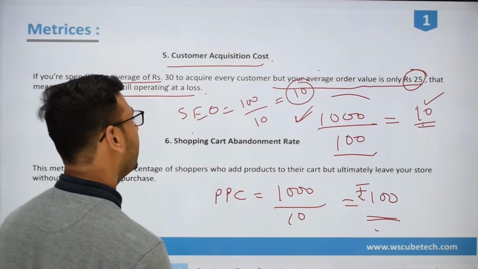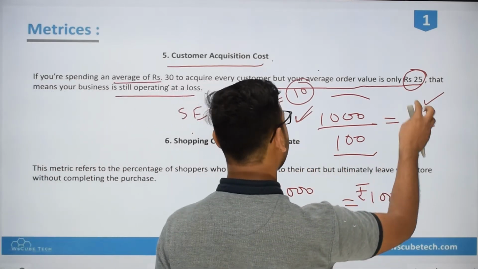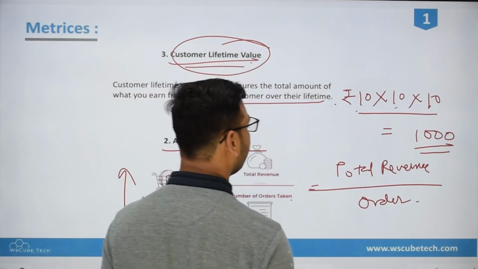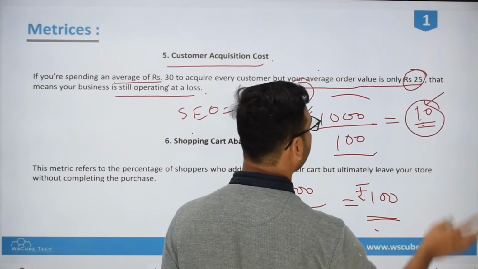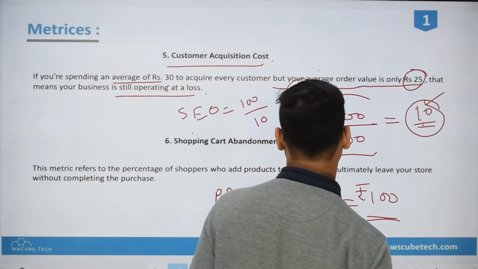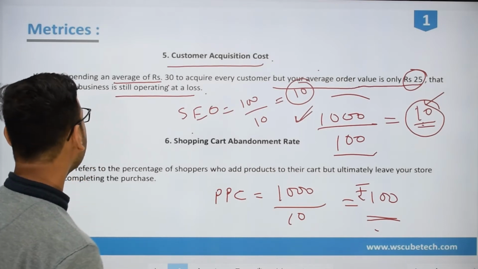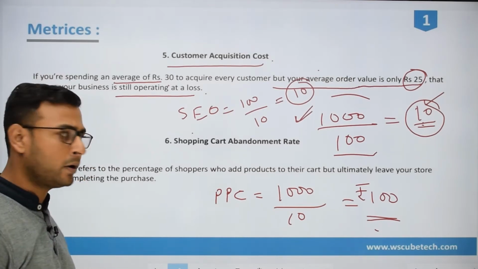And what I have mentioned over here is, if your customer acquisition cost is rupees 10, and your order value, which we have discussed, is less than rupees 10, then definitely your business is in loss. You have to do something, right? So these are the 5 metrics that I have already discussed.